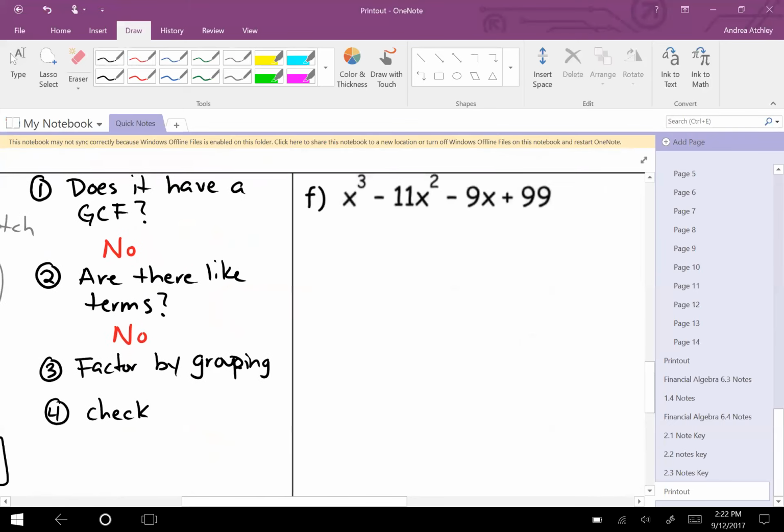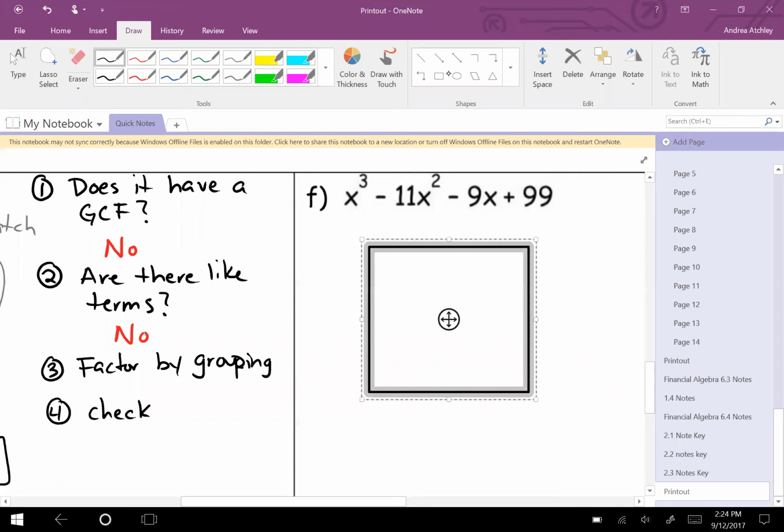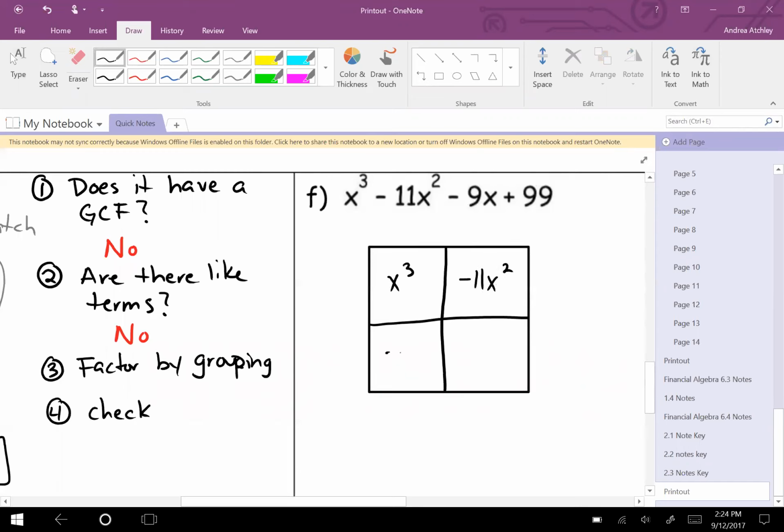Okay, so the next one. We're going to follow the same first few things we want to do. We want to check to see if there's a GCF. Is there anything that they can all be divided by? No. Okay, so we move on. Are there any like terms here? Nope. Okay, so we're going to try and factor by grouping. So draw my box. So my area is the x cubed here, negative 11x squared, negative 9x, and then 99.